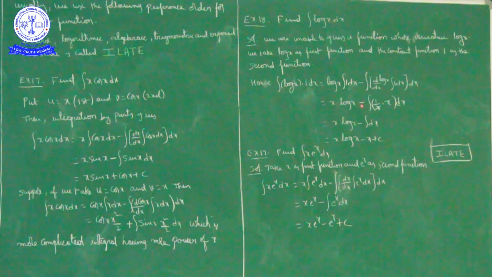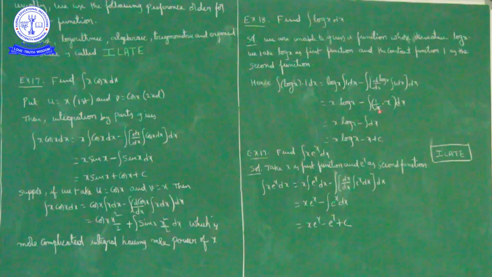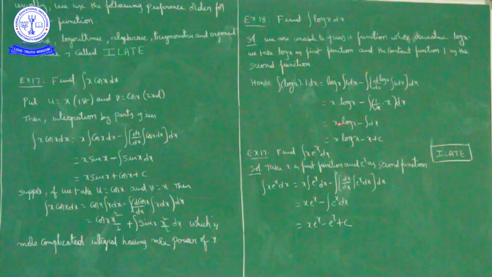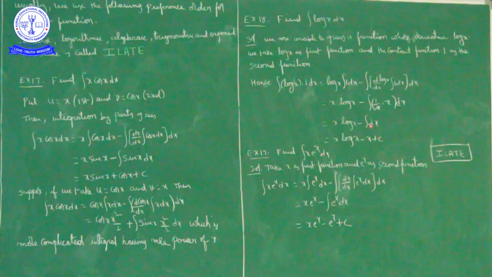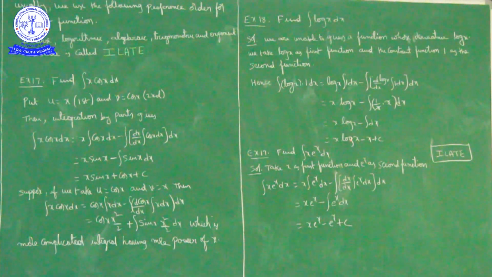So x log x minus integral of derivative of log x, which is 1 by x, into integral of dx, which is x. So 1 by x into x dx. So 1 by x, x cancel. So what we have, x log x minus integral of dx. So x log x minus integral of dx is x. So x log x minus x plus c. Okay. Next problem.